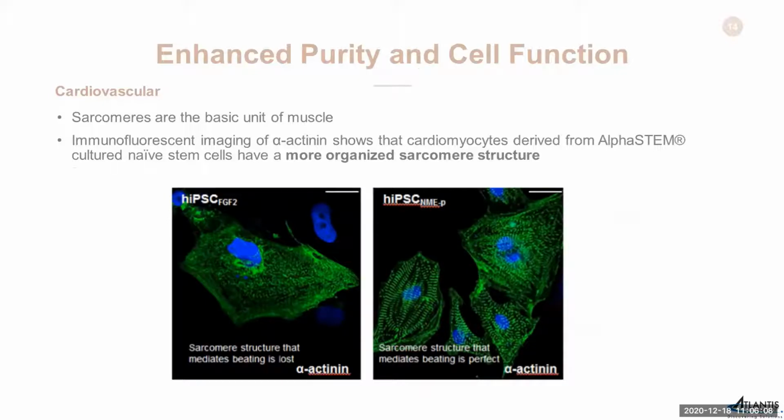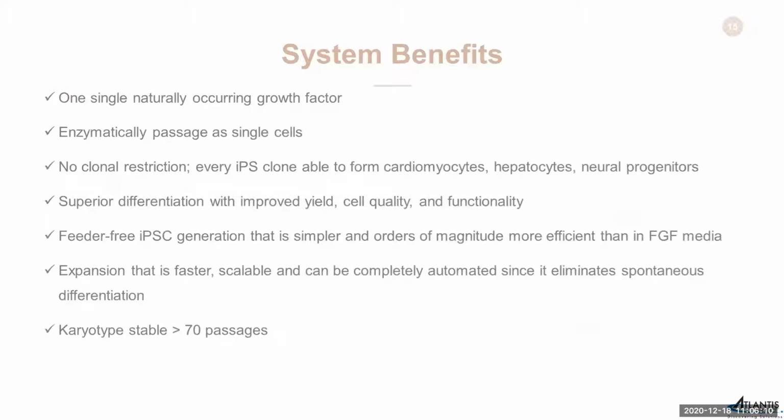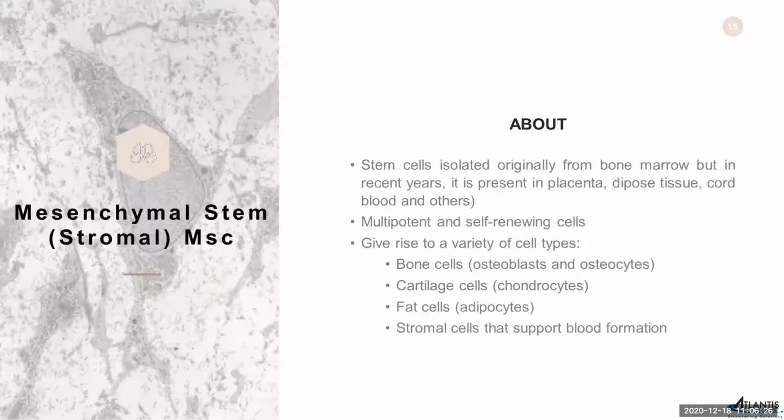Okay, next slide. So in a nutshell, these are the system benefits that we have here. With this system, we have superior differentiation potential, it's a lot more scalable, and expansion is a lot faster. All right. Next slide, please.